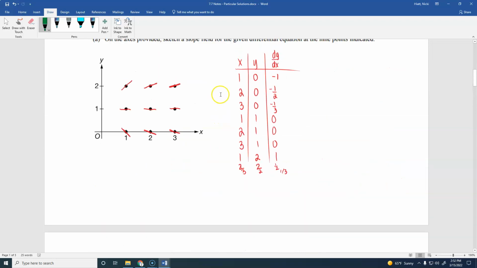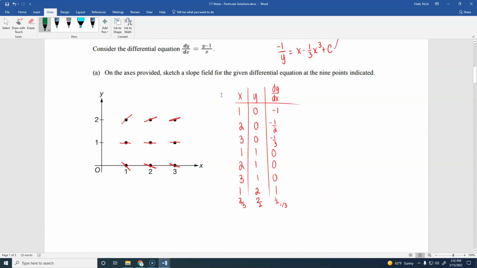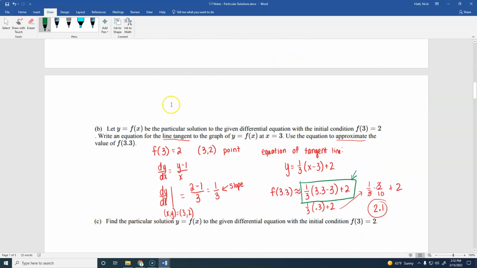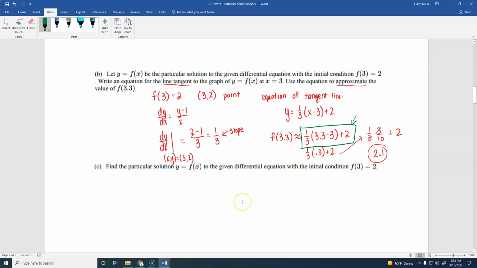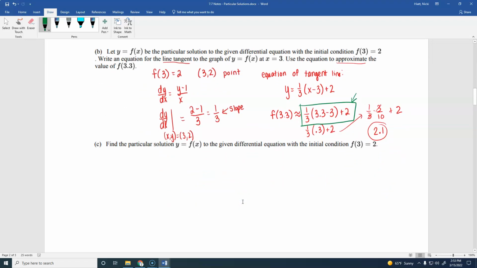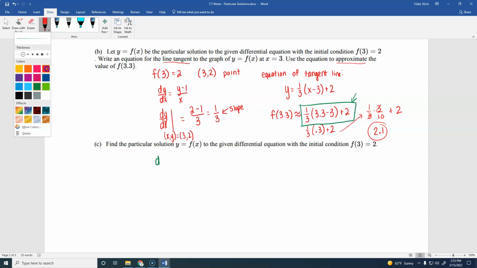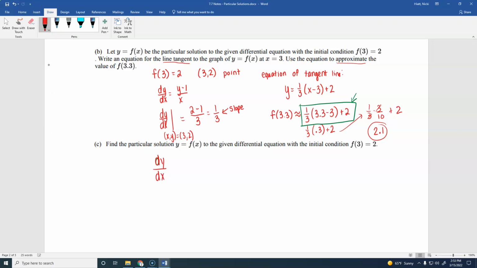All right, so these two parts are review, right? We've already done slope fields. We've already done tangent lines, a long time ago. We just haven't done them in a differential equation context yet. But part C is where you're going to actually solve this differential equation. So our differential equation was dy over dx equals y minus 1 over x.